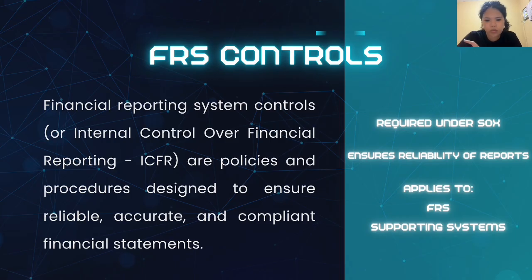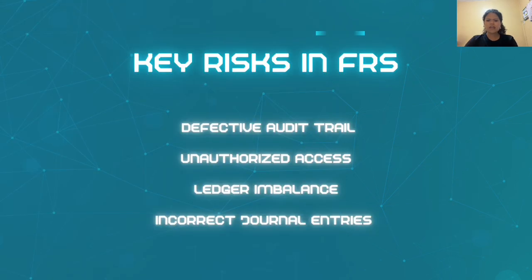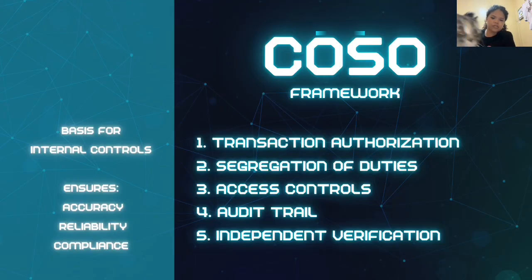Under SOX, management is required to design and implement controls to ensure the reliability of financial reporting. There are four key risks in the financial reporting system: a defective audit trail, unauthorized access to the general ledger, an imbalance between the general and subsidiary ledger accounts, and incorrect balances due to unauthorized or erroneous journal entries. If these are not controlled, there will be consequences, such as misstatements in the financial statements, financial losses, and legal consequences. That is why we have COSO-based control activities to address these risks.